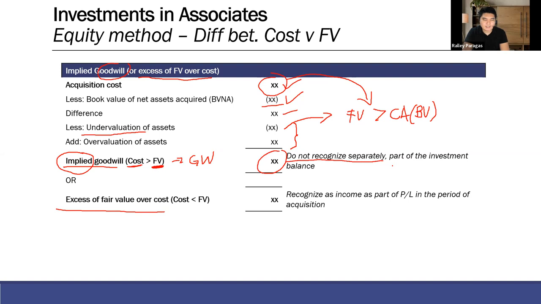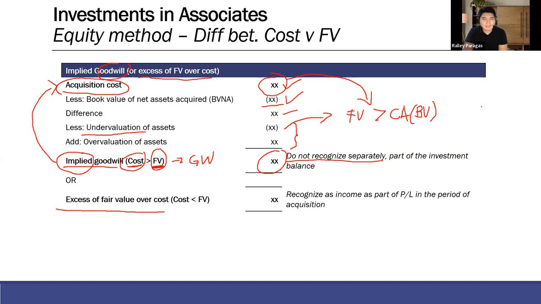So itong implied goodwill na yan, since mas mataas yung cost natin versus our fair value, nakapasok yan sa acquisition cost actually. So kung ano man yung makompute mo dito sa implied goodwill na yan, effectively, nakapaloob yan. So, kumbaga, nakabaon yan dun sa acquisition cost natin. Hindi natin yan i-recognize separately. So, ano yung magiging impact nun? Magkakaroon ng impact yun eventually kapag magkakaroon ka na ng impairment.